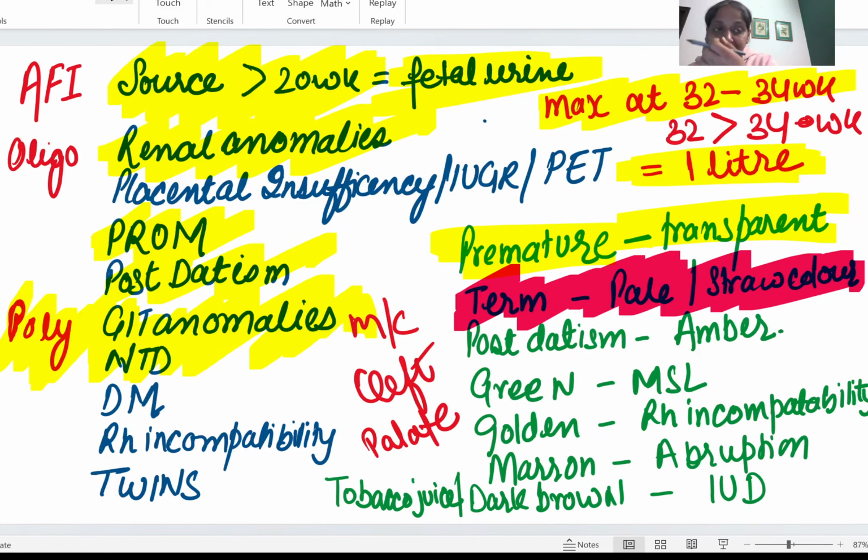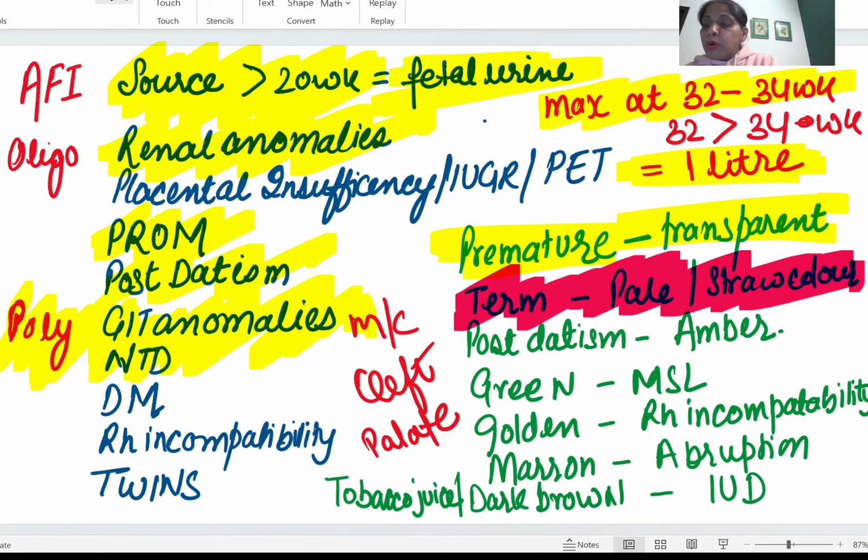Yes, it is 1 liter at 32 to 34 weeks, 1 liter plus. At term, the color of the amniotic fluid is not water like clear color, it becomes pale, light yellowish in color, what we say is straw color. Once in NEET PG they asked what is the color of the amniotic fluid at term, and they gave two options, milky or pale. So it is not milky, the color gets slightly yellowish.